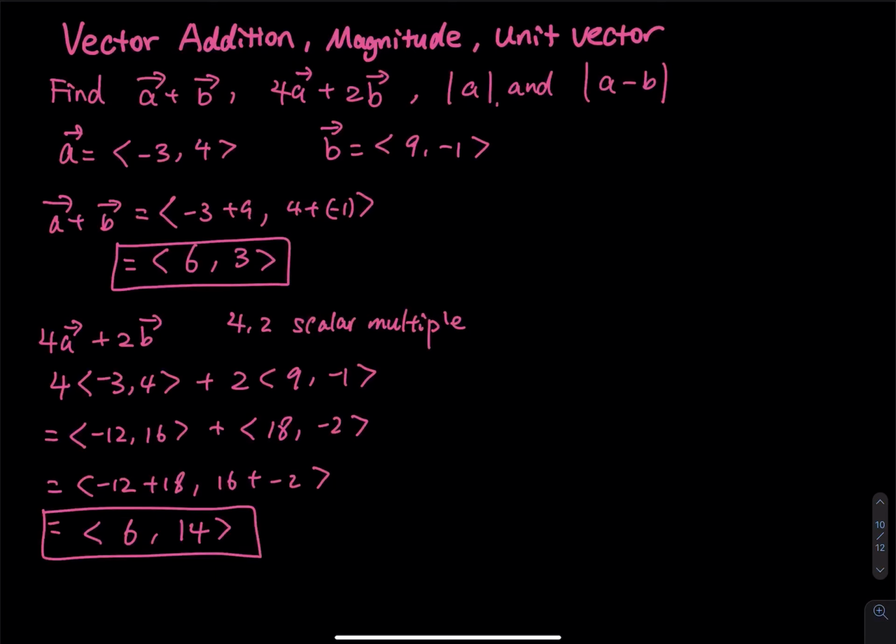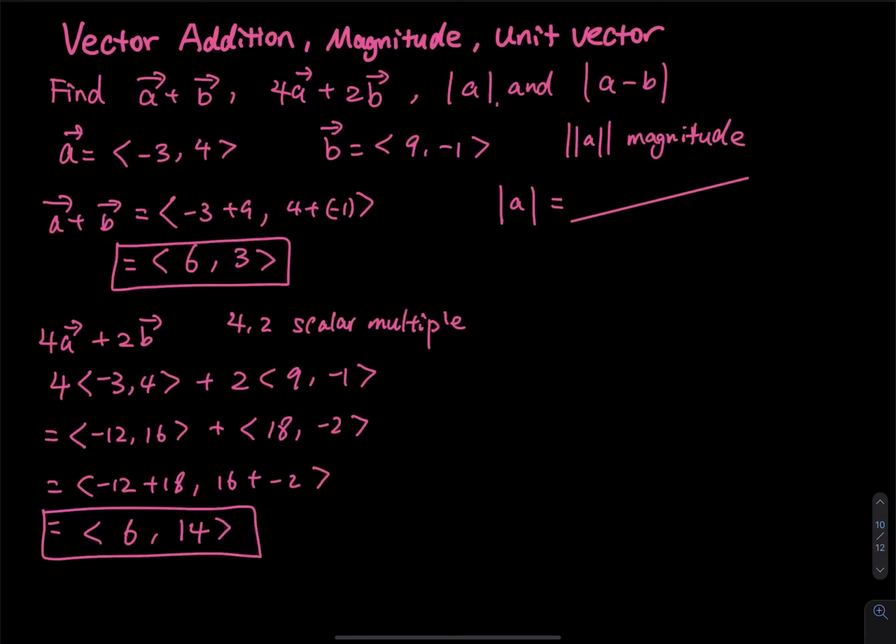And then number 3, we are trying to find the magnitude of A. Speaking of magnitude, some textbooks use one single bar, and some textbooks use a double bar for the magnitude. So be aware when you read different textbooks, don't be surprised when a textbook uses a double bar.